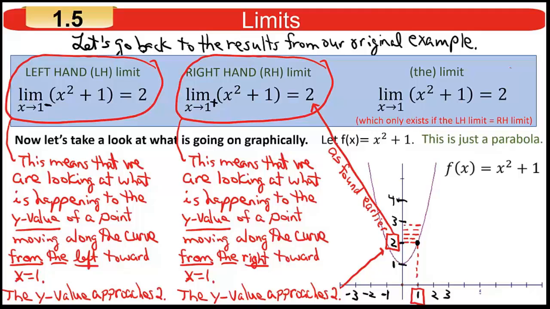And that's a useful thing to have two different ways of thinking about this. In any case, those are what we mean by left and right-hand limits. And when the left and right-hand limits happen to equal each other, we just drop the superscripts and say the limit itself is that value.